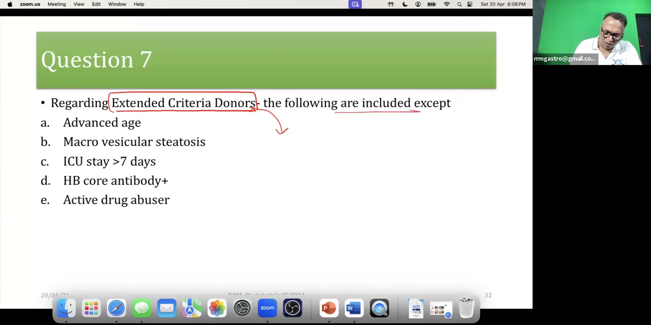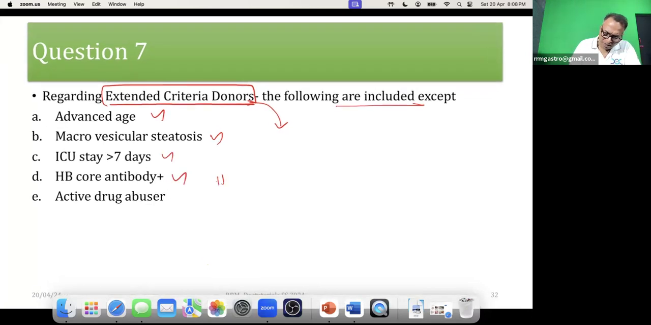From the donors, advanced age also, more than 60 years, we are now taking the organ. Macrovesicular steatosis also we are taking the organ. ICU patients who are admitted for 7 days before organ retrieval, also we are taking. HBsAg, anti-HBc antibody, HBV, HCV, HIV, all donors are accepted now.